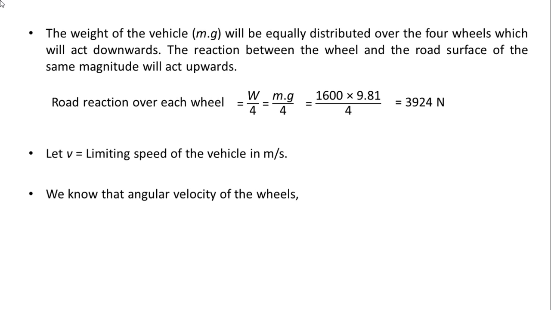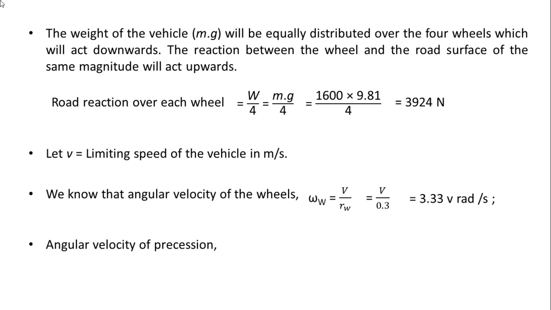Okay, angular velocity of the wheel, omega wheel, equal to the velocity of the car by radius of the wheel, linear velocity of the car by radius of the wheel. So that velocity is unknown, keep it as V itself divided by radius of the wheel, 0.3. So omega of the wheel equals 3.33 V. You maintain that V as unknown there, radians per second, keep it as it is. Angular velocity of precession, V by 100, correct? 100 meters is the radius of my path, V by capital R. So V by 100, that is 0.01 V radians per second. Keep it as it is. The V unknown, maintain as it is.